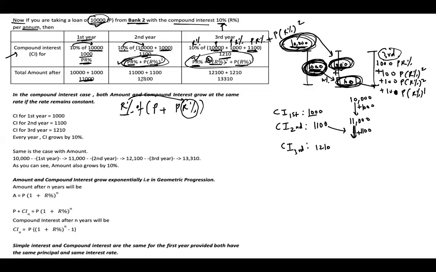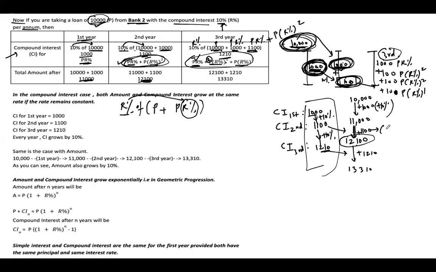So after the second year, you have 12,100, and in the third year, you'll get 10% on this amount, which is 1210, and you'll get 13310. If you check, this is an increase of 10%. Similarly, this is also an increase of 10%. As you can also check here, this is also an increase of 10%. This is also an increase of 10%. Very important.